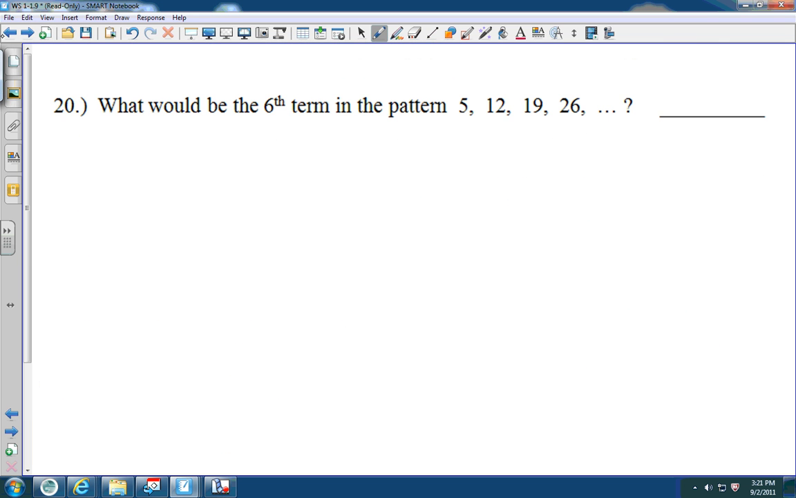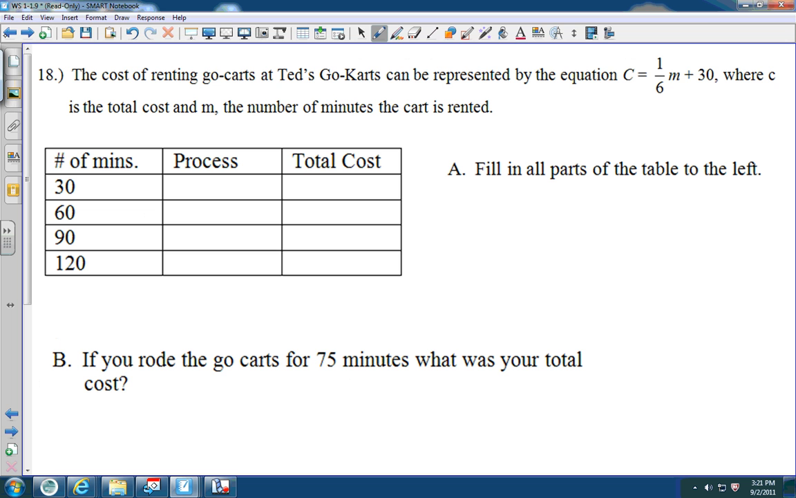Let's see what we got here. Okay, let's try this one. The cost of renting go-karts at Ted's go-karts is represented by the equation where C is the total cost and M is the number of minutes the cart is rented. Fill in all the process here. Okay, first off, 30 minutes. Now what I would do, 1/6 x plus 30.